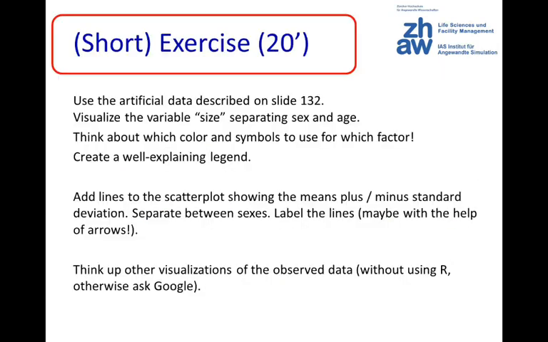Now it is time for a slightly longer exercise. We have artificial data as introduced with the function test data, slide 132. Please visualize the variable size and separate between sex and age. Then think about which color and symbols to use for which factor and create a well-explaining legend. Next step, please add lines to the scatter plot showing the means plus minus 1 standard deviation. Separate again between the sexes and make sure that one understands what means what.